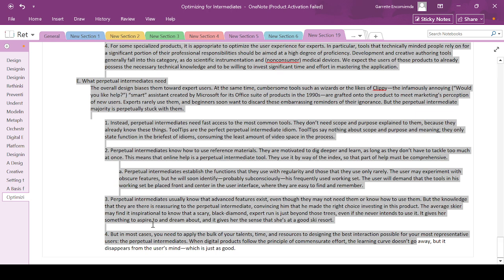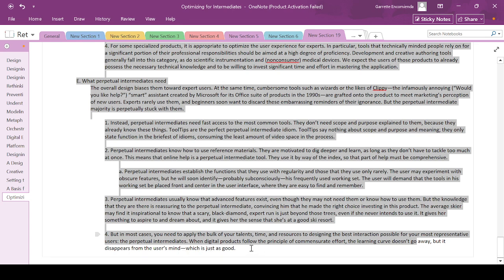The average skier may find it inspirational to know that a scary black diamond expert run is just beyond those trees, even if she never intends to use it. It gives her something to aspire to and dream about, and it gives her a sense that she's at a good ski resort. But in most cases, you need to apply the bulk of your talents, time, and resources to designing the best interaction possible for your most representative users, the perpetual intermediates.